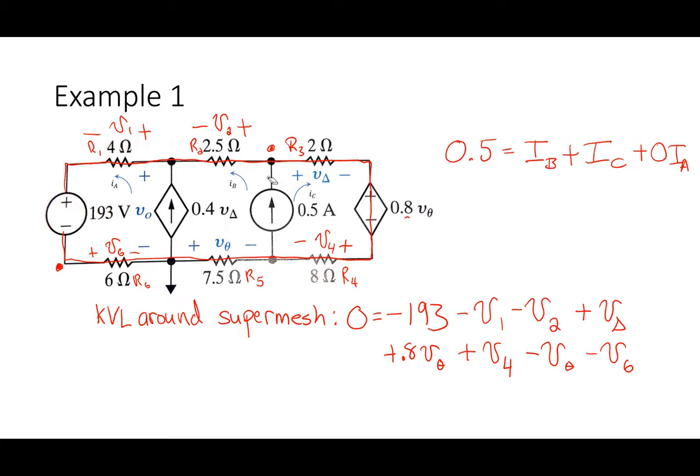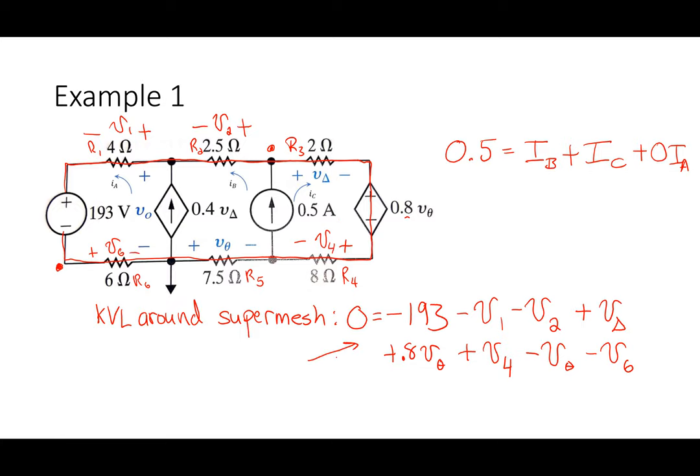In this case, can you combine the two meshes that are sharing the current? You could. When you combine them, you get the super mesh KVL. You've got three meshes, so you would do one KVL around mesh A, one around mesh B, and one around mesh C. Then you would have five variables, three currents and two voltages. When you combine those, you get back to three equations, and you would get this equation.